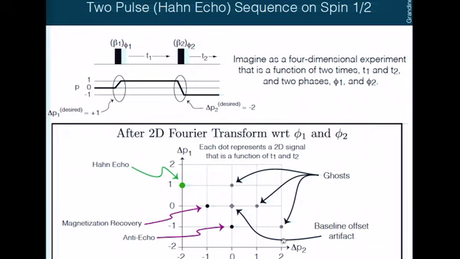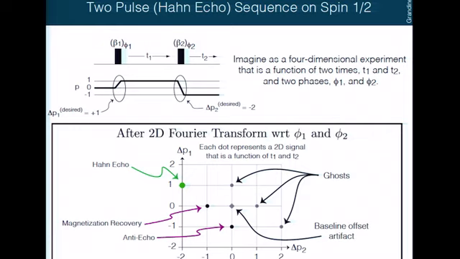2D signal here, you see that for delta P1 of +1 and delta P2 of -2, I have this peak right there. If I pulled out that cross-section, that would be my Hahn-Echo signal. But I also would have a peak here that would be any contamination from a magnetization recovery experiment, or the anti-echo signal. My ghost would be over here. And the baseline offset, no matter how many phase dimensions I have, is always there at 0, 0, 0, 0 in all of these cases.